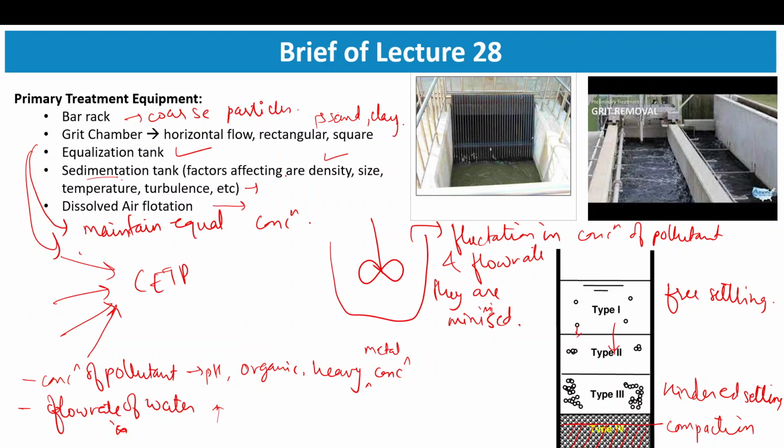So another is dissolved air flotation. If this is the water tank, you pass air from the bottom and the bubbles will allow the particles to stick on them. This is the bubble. Since air has lesser density, it will tend to move in the upward direction, from the bulk water to the topmost surface. So the particles will be collected here, and they can be removed from the surface.